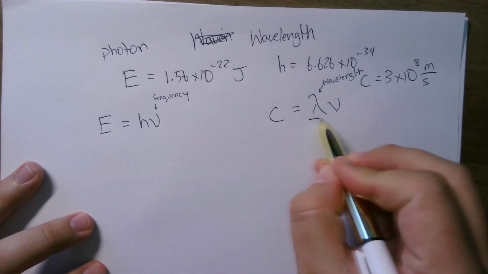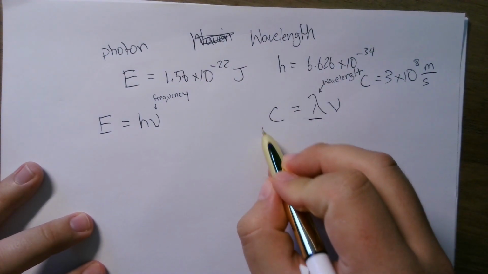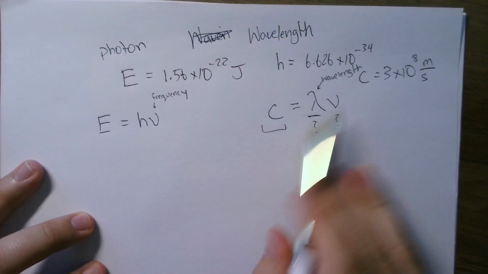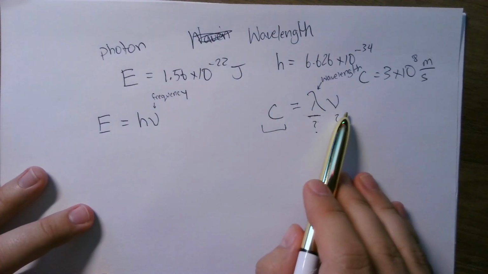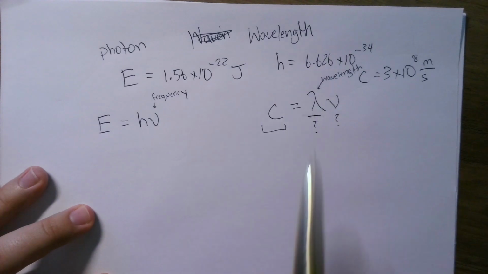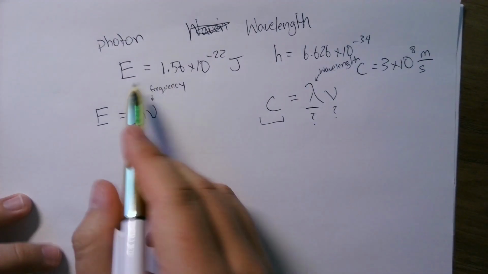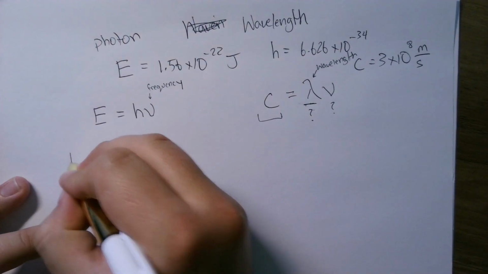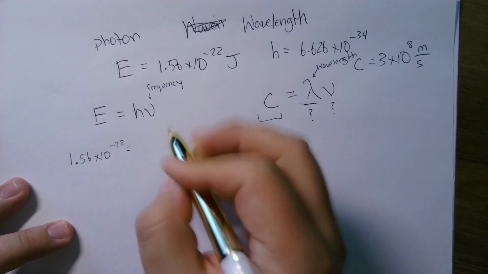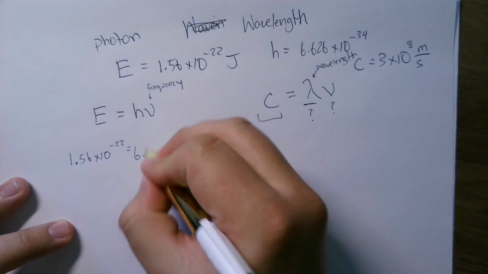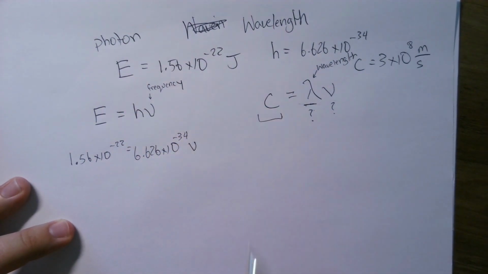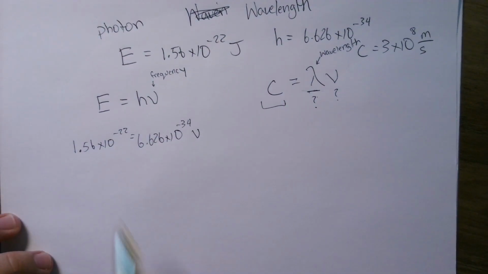I can't solve this equation because I know c, but I don't know v, and I don't know this. So I have two variables currently. If I'm able to find v using this equation, though, then I could plug in v and solve for wavelength. So that's exactly what I'm going to do. I'm going to plug in my energy equals h, a constant, so I know that, times v. So I'm just going to do this math.